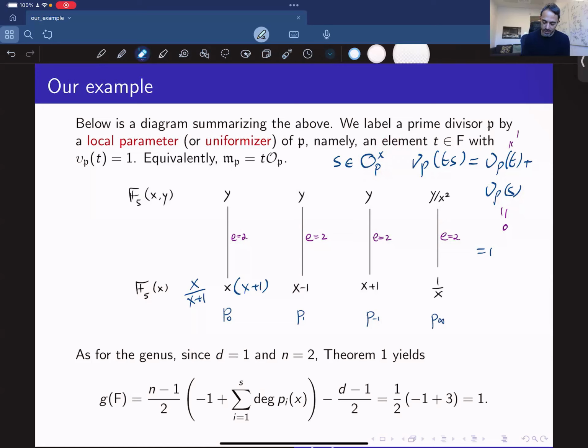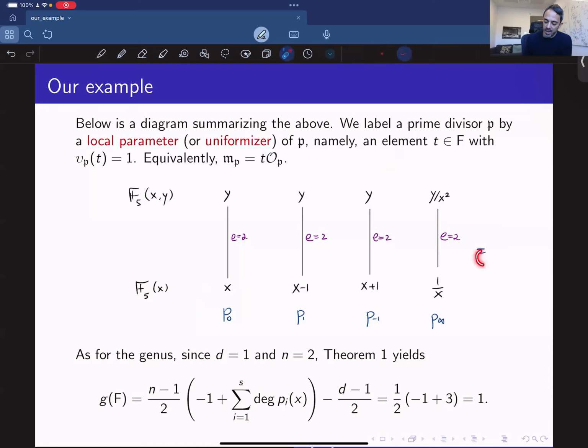That was a bit of a detour, but what I'm saying is that local parameters are useful in order to describe and also work with prime divisors, which currently are kind of abstract objects. So they're getting less abstract when you do that. Of course, another option, and we will do both, is to use coordinates. So for example, when you write P0 here, I think of the point 0 in the line F5. And 1 is also in F5, and infinity is like in the projective line over F5 in a sense. So there is also this point at infinity.